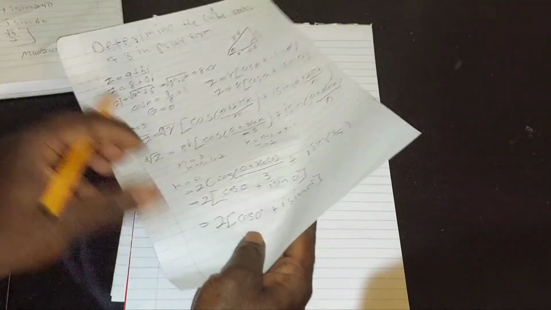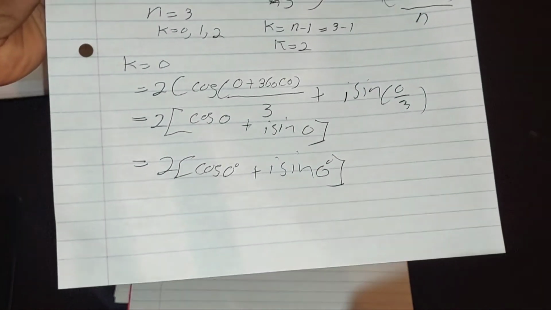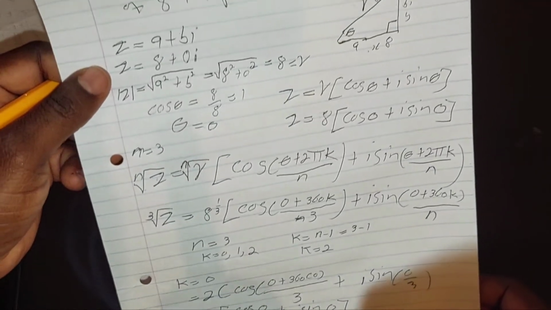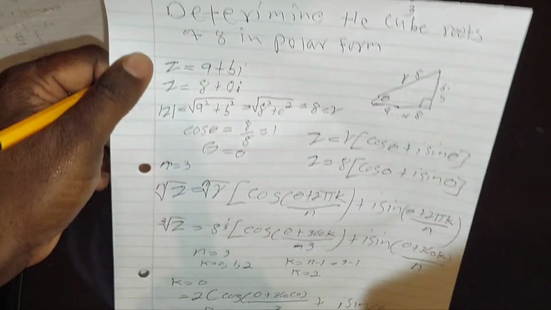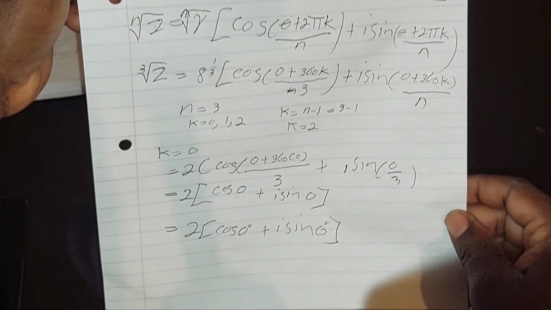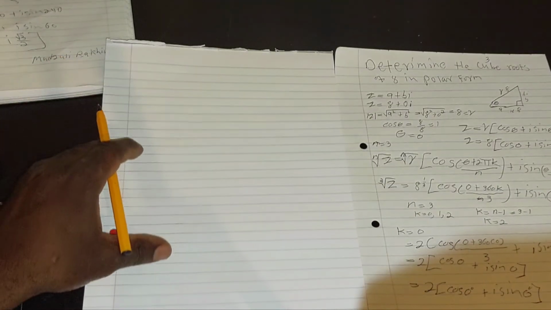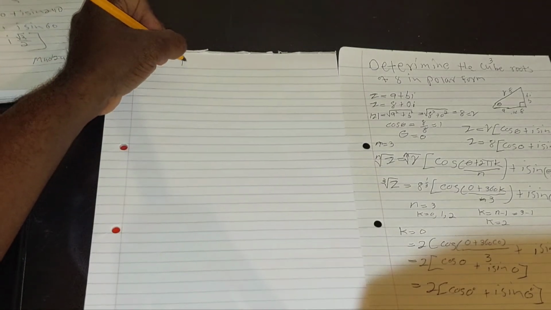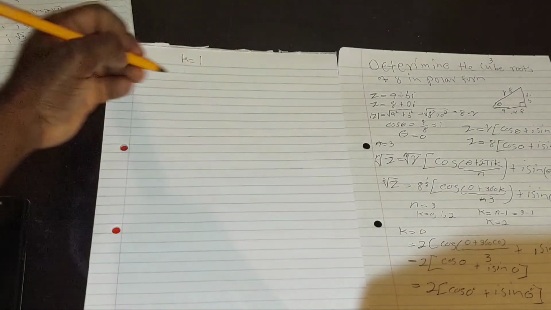Yeah, I'm just gonna tear this paper to put it closer so that you can understand. See whatever I've written here. This is what I've written. Then I'm gonna put it next. Then I'm gonna do the second one. So now we're gonna do k equals 1.